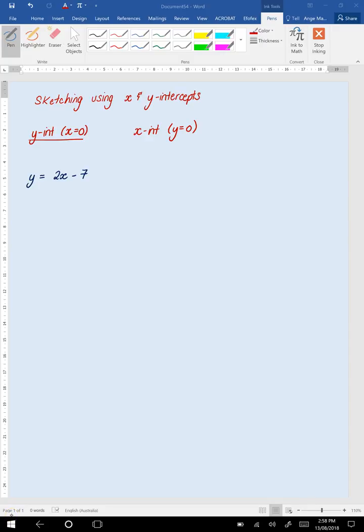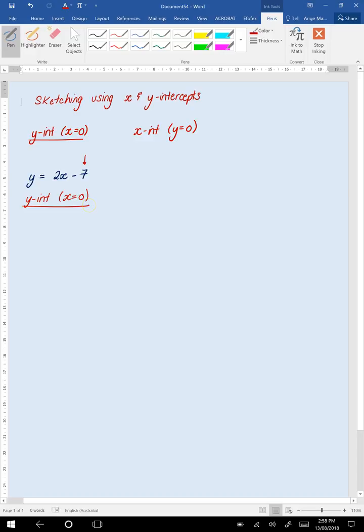Okay, so the aim of the game here is that we want to find the x and y-intercepts of various functions, and to find your y-intercept, you make x equal to 0. We know by this point this is our y-intercept because of the whole y equals mx plus c, so we know it's -7, but we're going to go through the process anyway because the function will change soon.